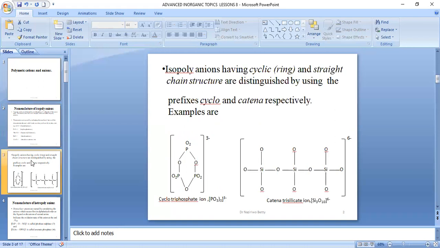Isopoly ions having cyclic or ring and straight chain structures are distinguished by using the prefix cyclo for cyclic and catena for the straight chain structure. An example is this. This is the cyclic structure, so we name it as cyclotriphosphate ion. And this is a straight chain. We name it as the catenatrisilicate ion, and so on and so forth.